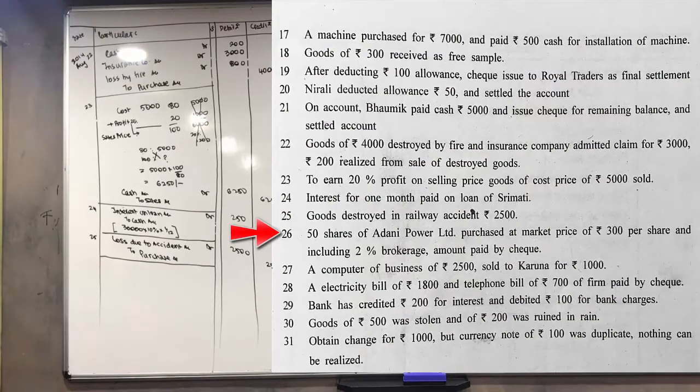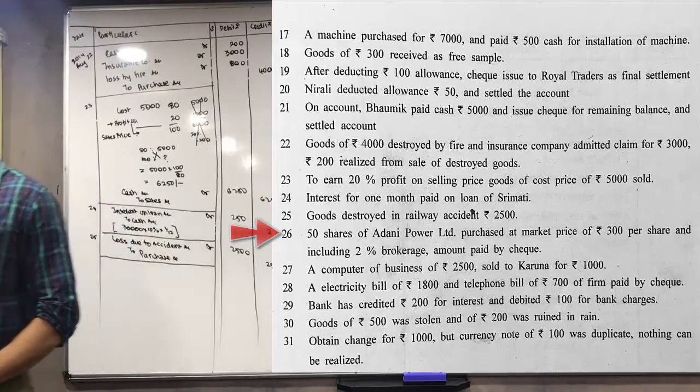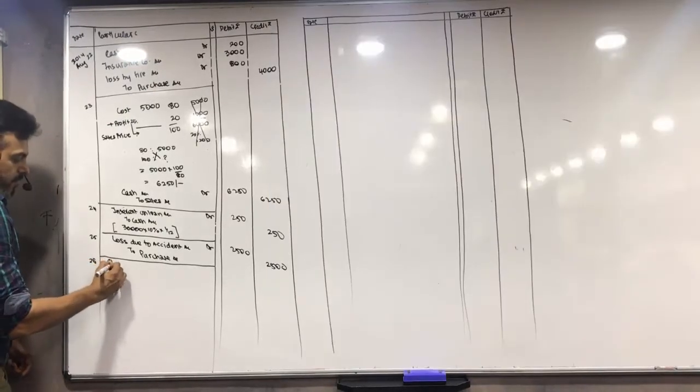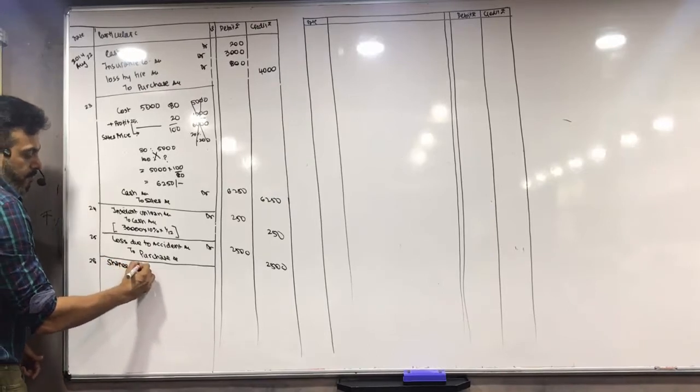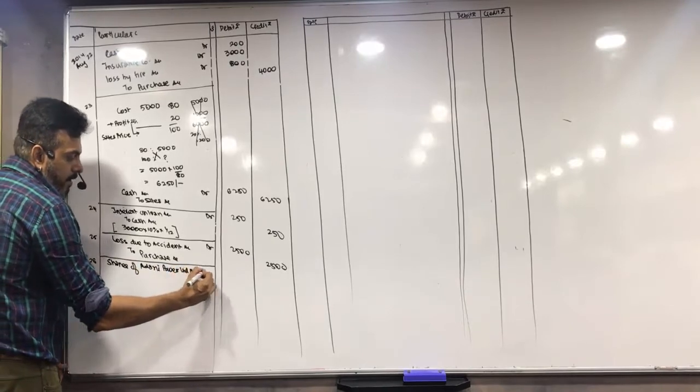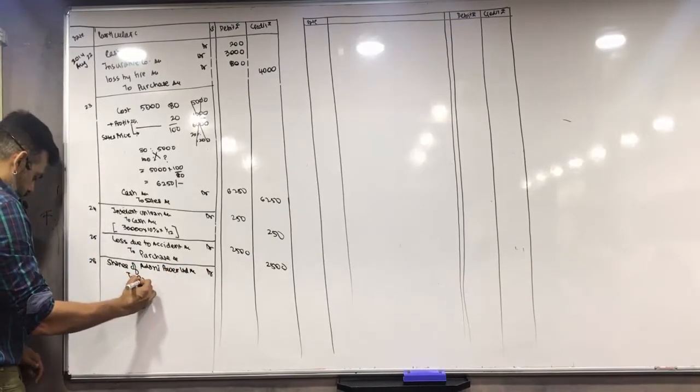26th: purchase 50 shares of Adani Power Limited, purchase at a market price of 300 per share and including 2% brokerage, amount paid by check. Now first let's make the entry, then we go for the amount. What will be the entry? Shares come in. So shares of Adani Power Limited account debit to bank account credit. Write the entry first, then we calculate the amount.